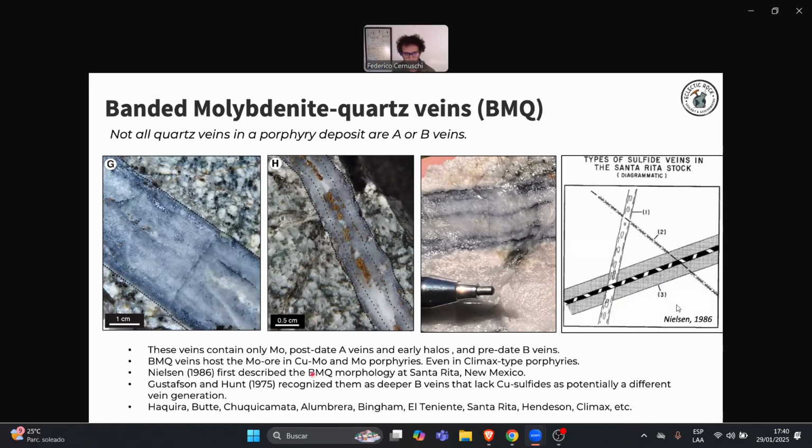And actually, this was described by Gustafson and Hunt, where they recognize that deeper parts of the deposit have that, and that could be an independent vein generation. So it's important for the discussion because they have molybdenite, and when they're not reopened, they don't have copper.